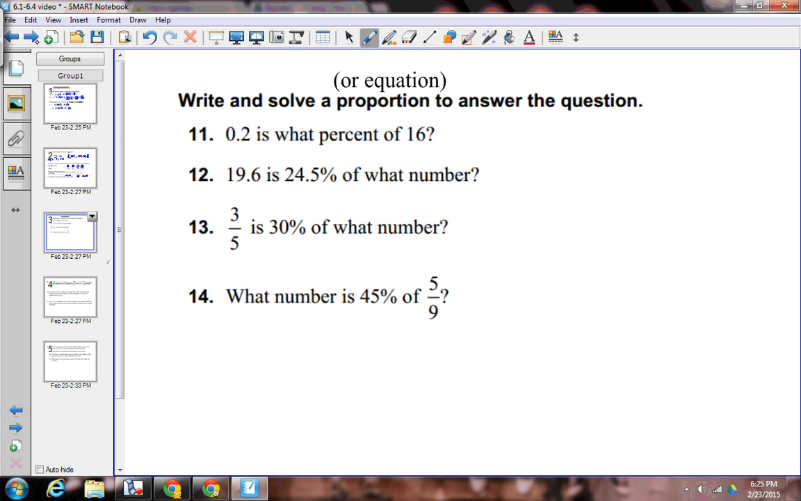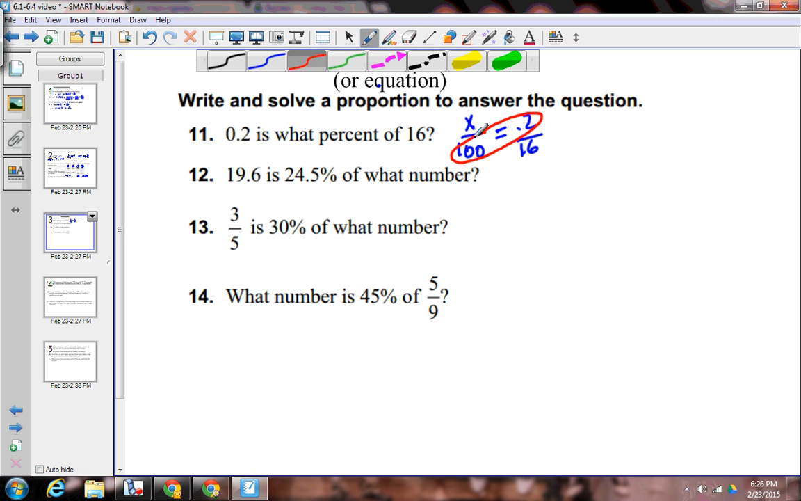Okay, moving on. We're going to do some percent problems. I'm going to show you both the proportion and the equation way to solve each of the problems. So for number 11, our proportion would be x is to 100 in the same way that 0.2 is to 16. We can use cross products. 0.2 times 100 and divide it by 16 to get our answer.